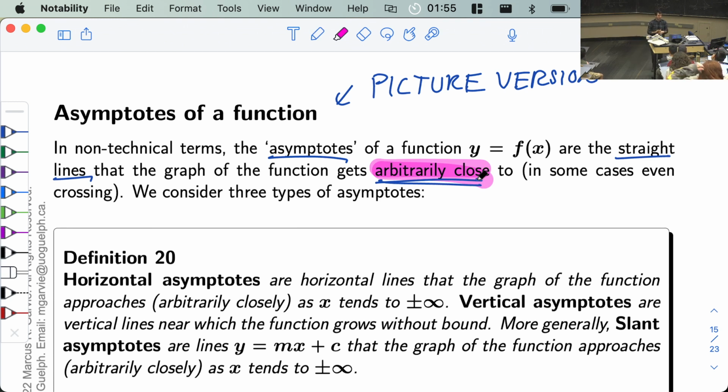What does arbitrarily close mean? It means no matter how close you want it to be, it gets that close. If you want it to be within 0.1, it gets within 0.1. You want it to be within 0.0001, it gets within 0.0001. You want it to be within 0.00000001, it gets that close too. This is very similar to what we talked about in the first class with 0.99 repeating. It got arbitrarily close to 1. That is why it was 1. An asymptote is the same idea. The function f of x is getting arbitrarily close to some line.